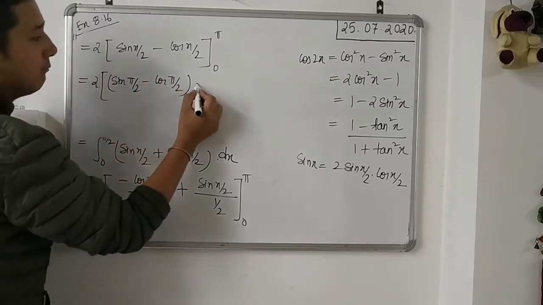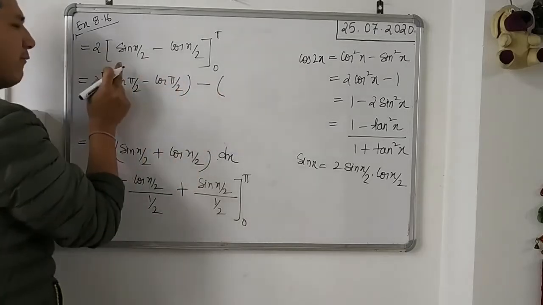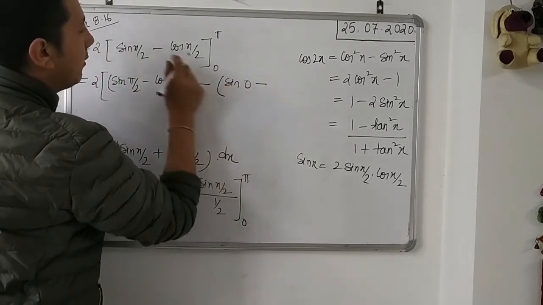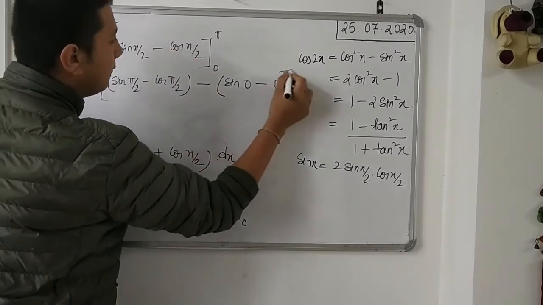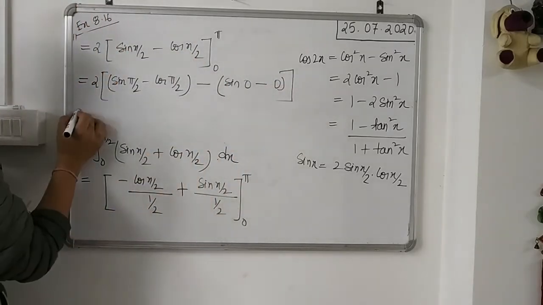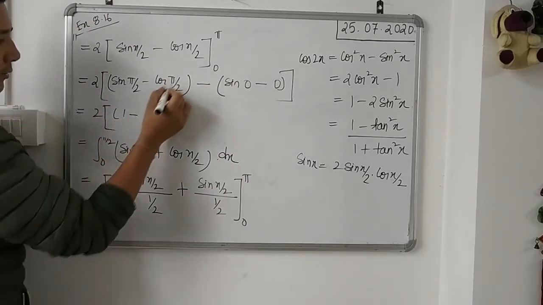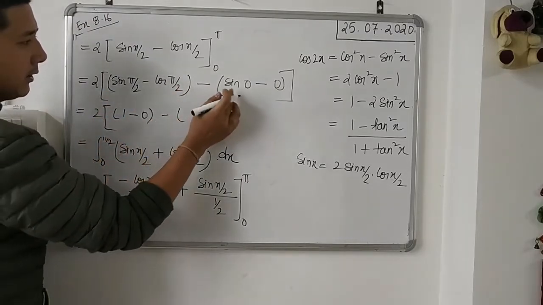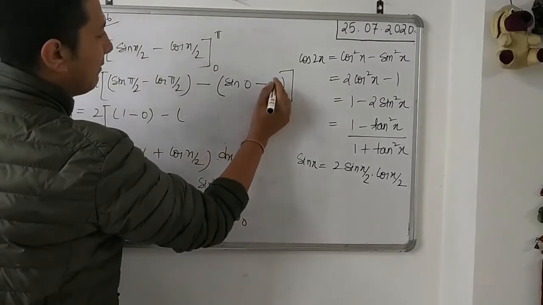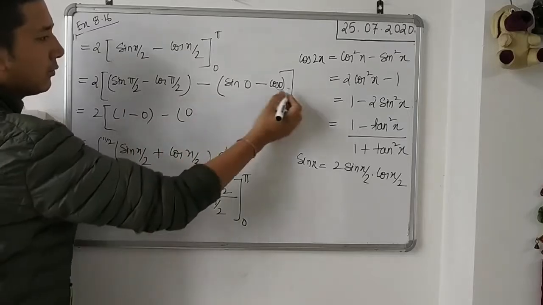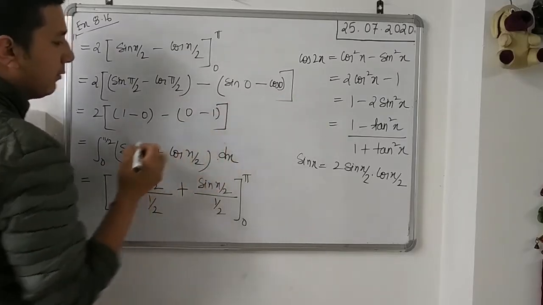This is the upper limit minus the lower limit, the same function with the lower limit. So sine 0 by 2 is 0, minus cos 0 by 2 is also 0. Let us simplify now. So this is 2 times sine pi by 2, 1, cos pi by 2, sorry, this is cos 0, my mistake. And sine 0 is 0, cos 0 is minus 1. Close the bracket.